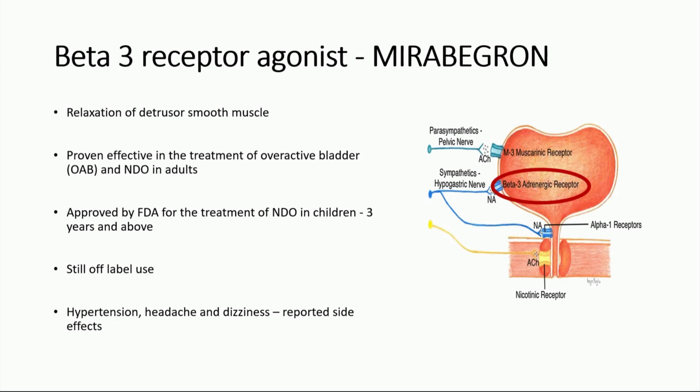Mirabegron is a new class of drug that relaxes the detrusor smooth muscle during the storage phase by activation of the beta 3 receptors, which increases the bladder capacity. It has been approved by the FDA in pediatric patients more than 3 years of age with neurogenic detrusor overactivity, but it's still used off label, and it has side effects like hypertension, headache, and dizziness. So, given this, blood pressure should be measured prior to and shortly after the initiation.